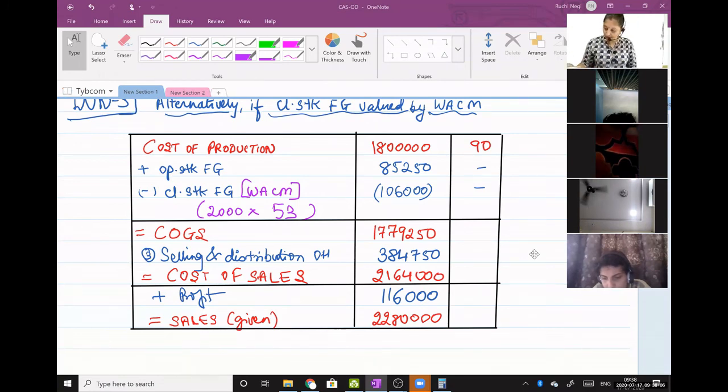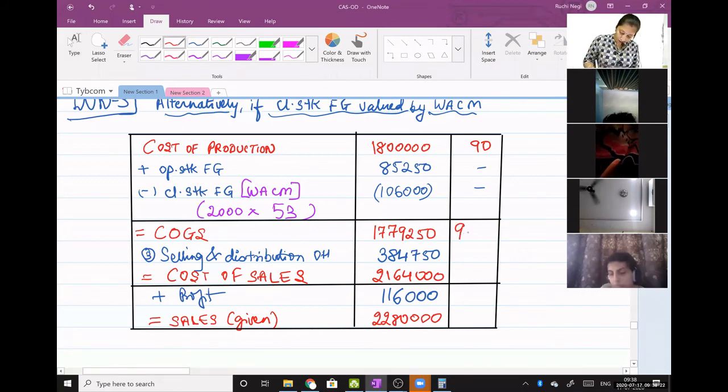Let me also check. 1 divided by 19,000 equal to. You guys can check your answer. 93.64. Next, 3,84,750. 20.2499. Make it 20.25.